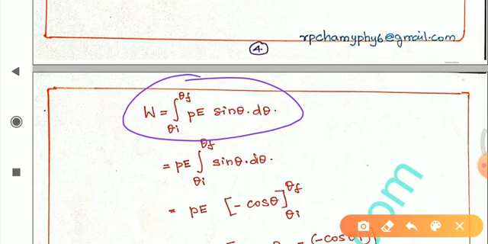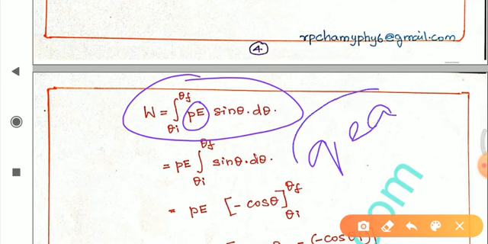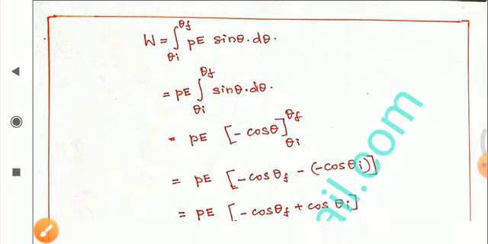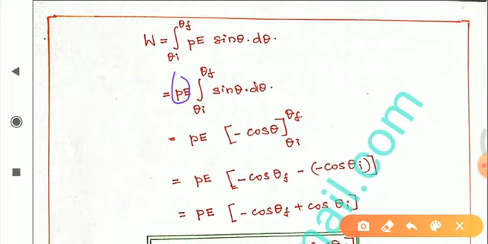Okay, here we know that PE is constant. Electric field is constant. Electric dipole moment, it is P, is also constant. What is electric dipole moment? Q into 2A. It is also constant. It is kept in the uniform electric field, which means definitely it will be constant. So PE cannot be integrated, so I have taken out PE in the next step.